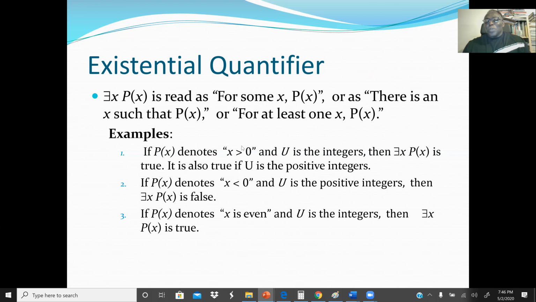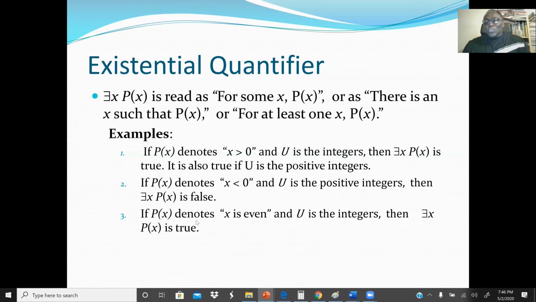And the same thing, if we make it less than, it will be true because some are positive, some are negative. Now if P(x) denotes x is less than 0 and U is the positive integers, then ∃x P(x) is false. Why? Because here the x is negative values, but the universe has no negative values, it's only positive integers. So that's why this is false.